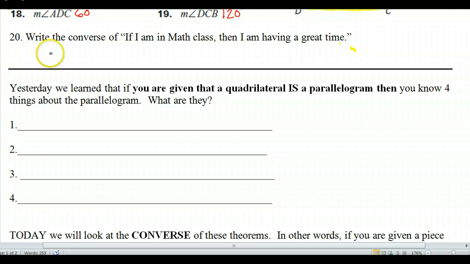Okay, first of all, a quick review. I guess there's technically one more problem still in part of your warm-up. We're reviewing what converse means. How do we go about finding the converse?